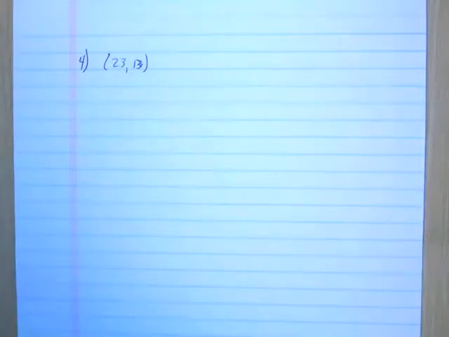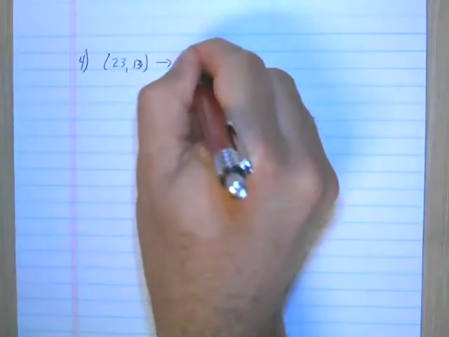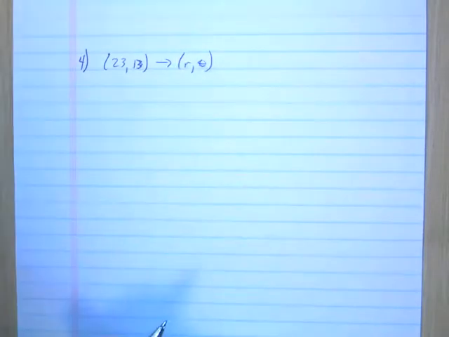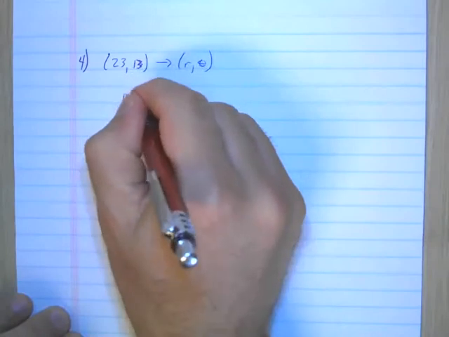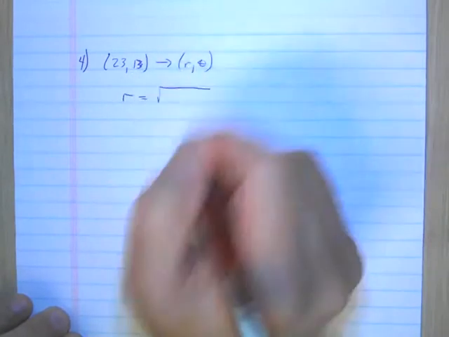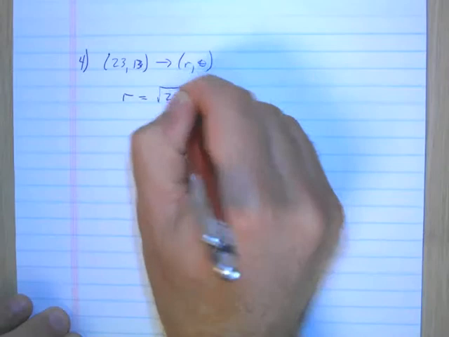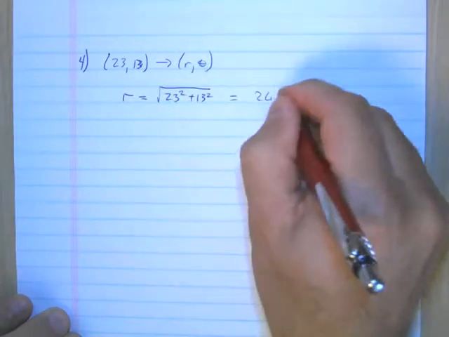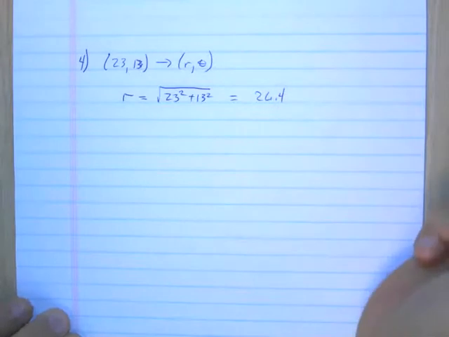All right. Question 4. Convert (23, 13) to plane polar coordinates. Okay. So first thing we can do is figure out r using the Pythagorean theorem. It's the square root of x squared plus y squared, so 23 squared plus 13 squared, and that is 26.4.